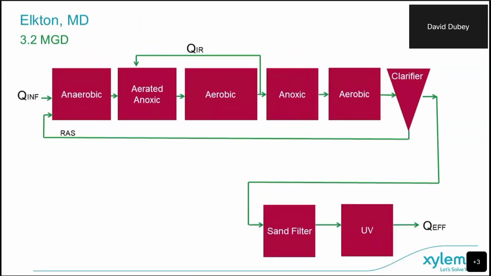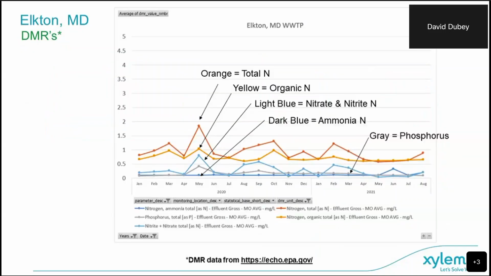Another site is Elkton, Maryland. This one has a much lower effluent limit, so they have a sand filter after the clarifier to bring their levels even lower. This shows what we can do with a real filter on a system.